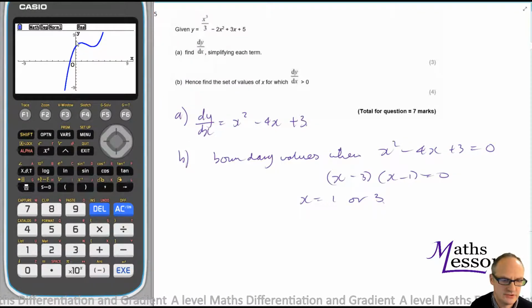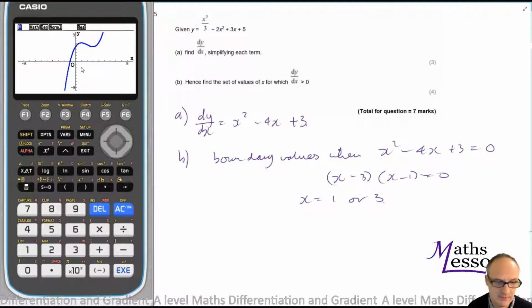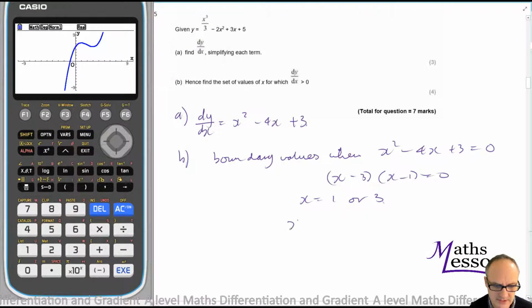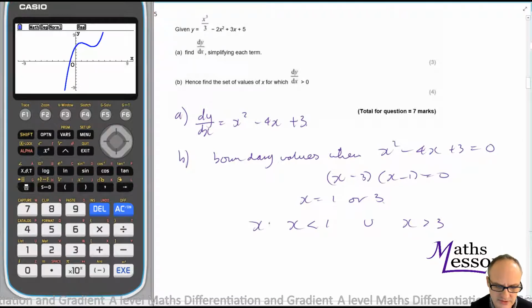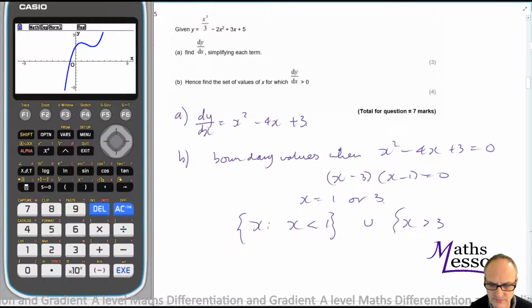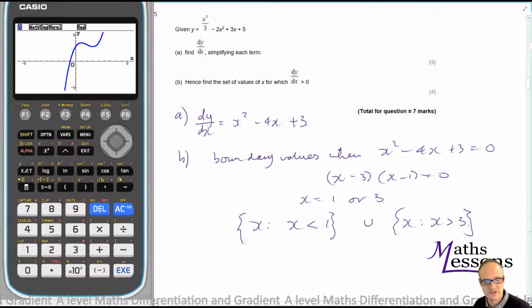Now, if you're cheating, you could just use your graphical calculator to help you here. And actually, as you've always got it in an exam, I would use it to help you in here. And we can see that x must be less than 1, and x must be, so we press union, x must be greater than 3. And if we want to put that into set notation, we probably should say x such that x is less than 1, union with, oops, let me just give myself some more space to write, x such that x is greater than 3. And that gives you the set notation, which some exam boards ask for when showing the values.